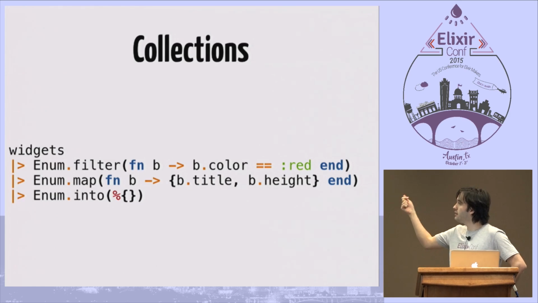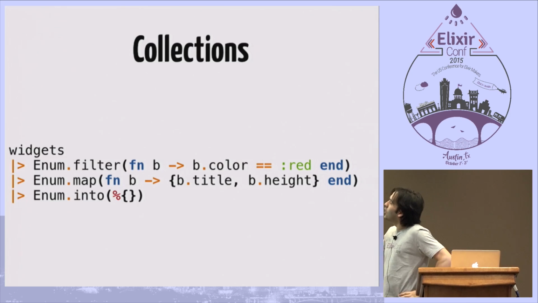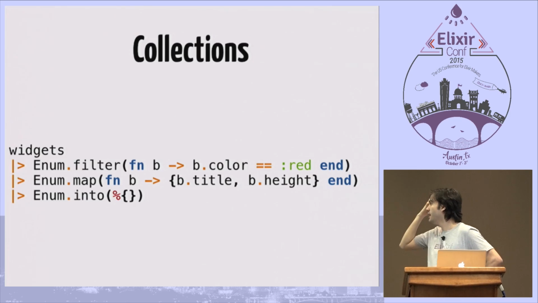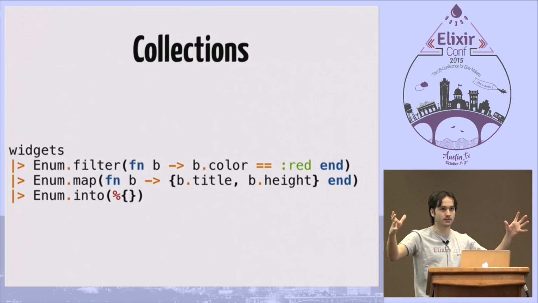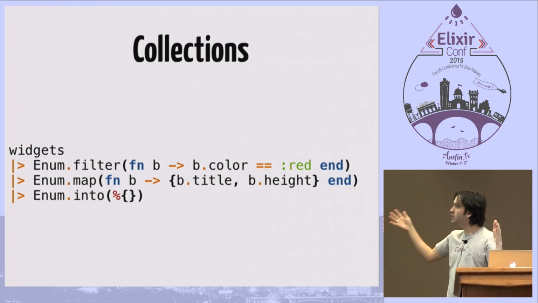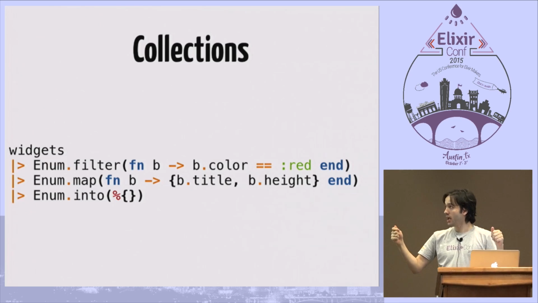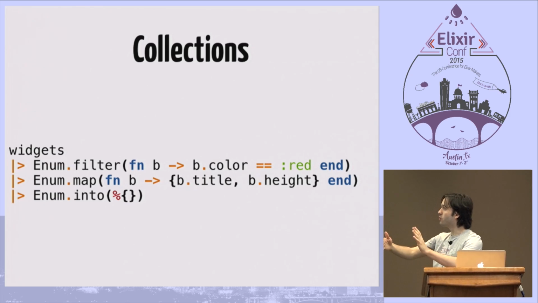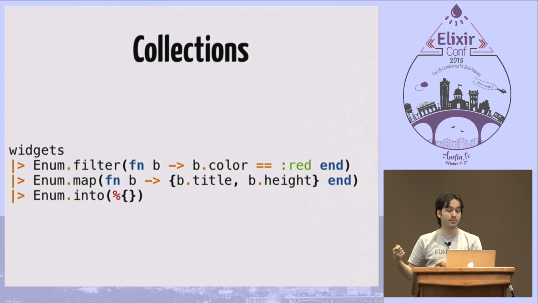And we are filtering to get only the widgets that have, why did I name the variable b? Sorry. So we have widgets, and then we are filtering them to get only the ones with the color red. Enum.filter is going to traverse our whole data type, keeping only the ones that have color red. Then we map on the whole new filtered collection, converting everything into a tuple with the widget title and the height, and then we put everything into a map, okay?